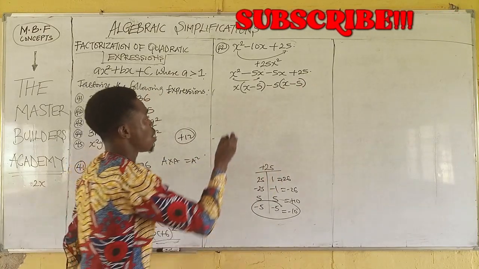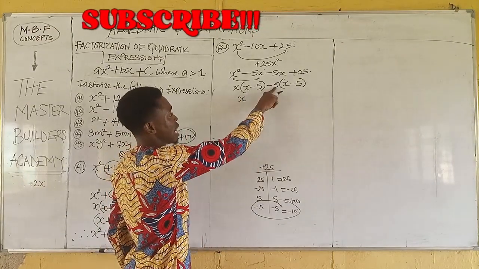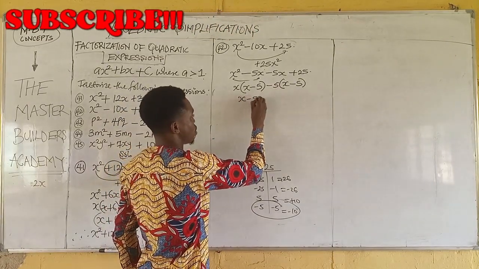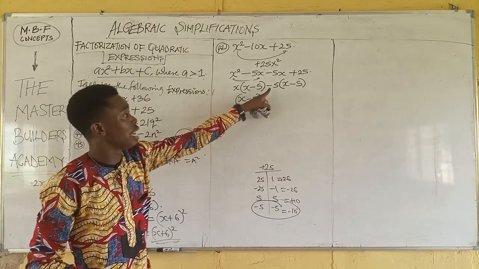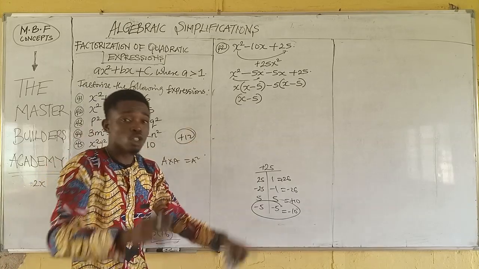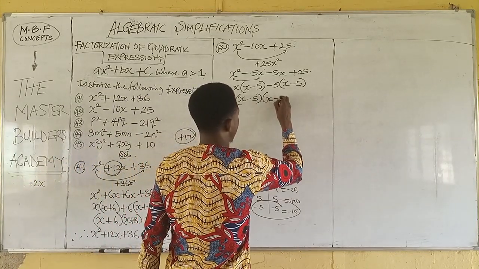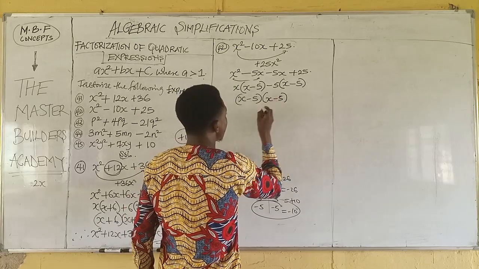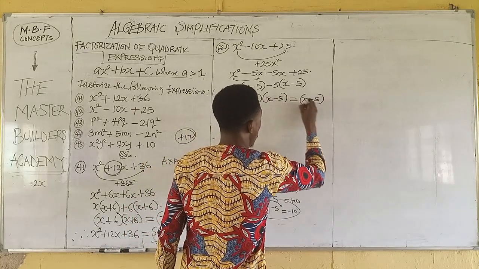Then all we need to do now is to collate the multiplication factors, which are x and minus 5. So x and minus 5 are the multiplication factors. This is this guy, and this guy is this other one. Now the next is to pick one of the equal brackets, and this will give us x minus 5. Now looking at these guys, this is exactly the same thing as what? x minus 5 all squared.